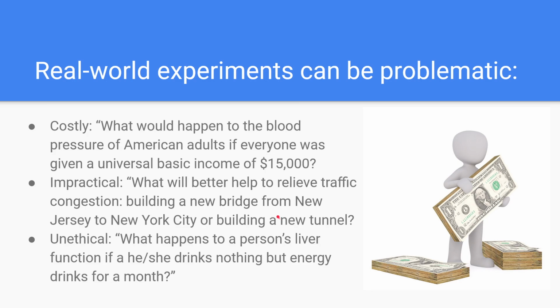So here's a costly experiment. You might read some stuff in the news about universal basic income, and so a scientist might ask, what would happen, let's say, to the blood pressure of Americans if everyone was given a universal basic income of $15,000? And that's a valid research question. If people had to worry less about their income, would that lower their stress levels and therefore lower their blood pressure? Maybe. Maybe not. Maybe you just wasted $15,000 in terms of health outcomes. The best way to find out would be to run an experiment.